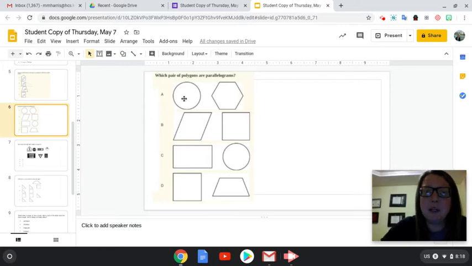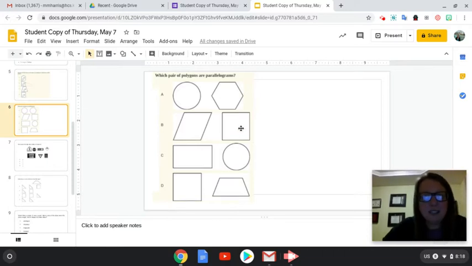Is a circle a polygon? No, so right away I can see that A and C are out. Now it says a parallelogram. That's two pairs of parallel lines. Does B work? There's one pair and there's two pairs. So that one has two pairs.